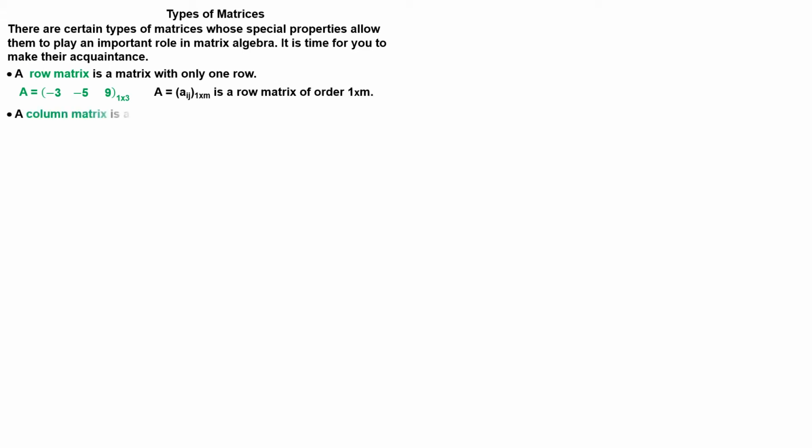A column matrix is a matrix with only one column. Matrix B is a column matrix of order 2 by 1. In general, we write a column matrix as follows.